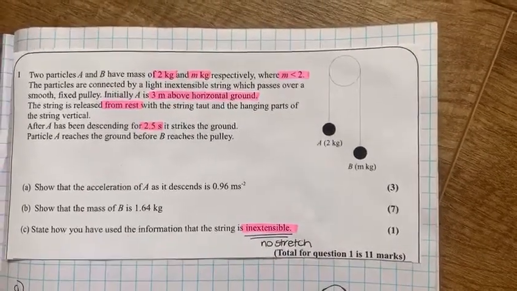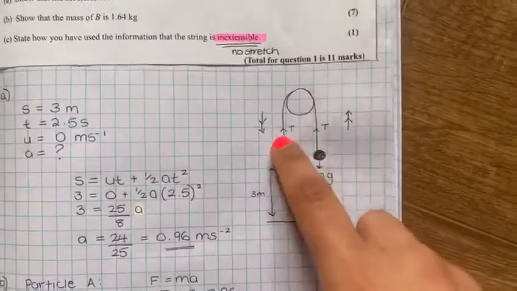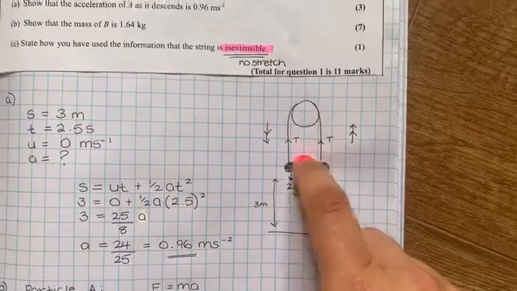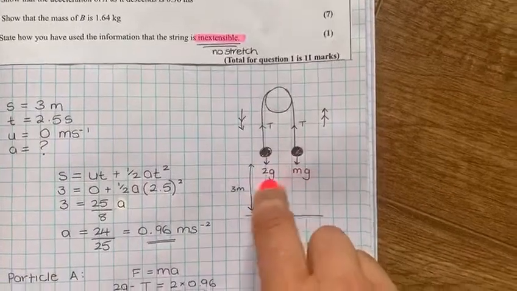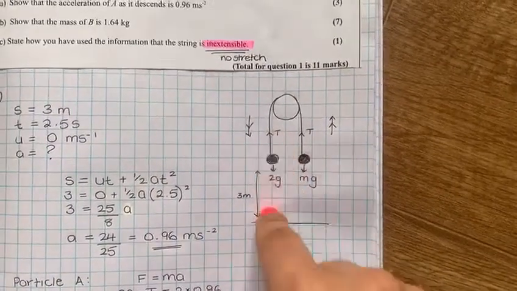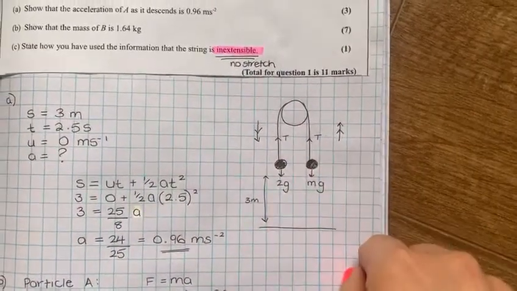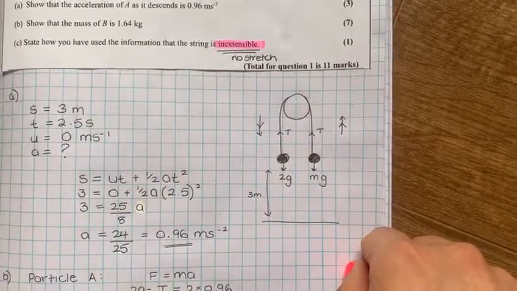The reason why that's really important is that if my string doesn't have any stretch to it, the tension here and the tension here is going to be the same. It's going to be constant. If the tensions are the same and my masses and therefore my weights are not going to change, the tension and the weights are both the same, meaning the total forces on each object are constant. That then means that my acceleration is the same.